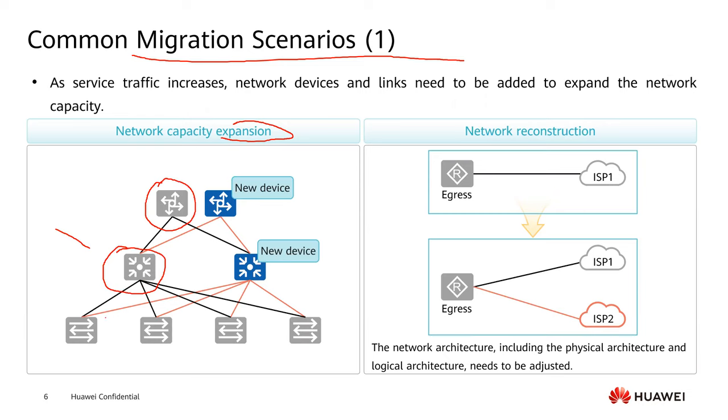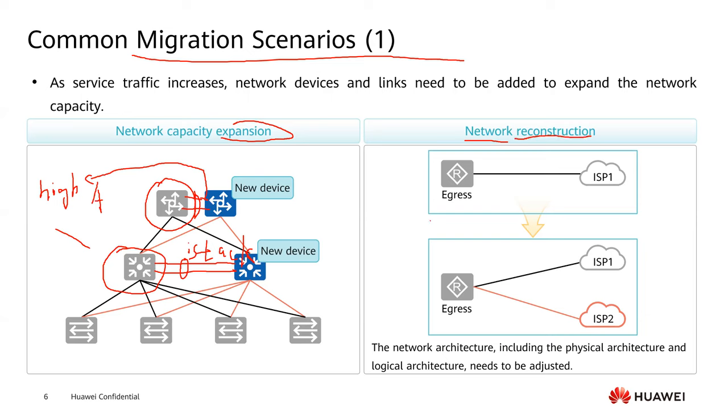And you can find that in this network, we need to add a new device, and we need to add new links between those devices. And maybe you can deploy new technologies. For example, you can deploy stacking or CSS just to improve the high availability for the network, right?